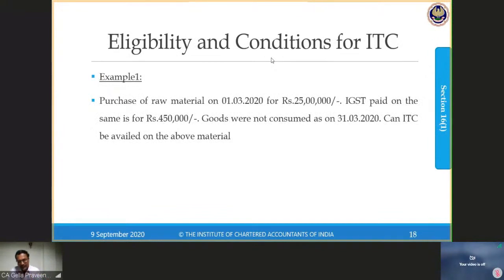These goods as on 31st March are not consumed, not put for use at all. The question here is, can I take the input tax credit on those goods? What would be your answer?